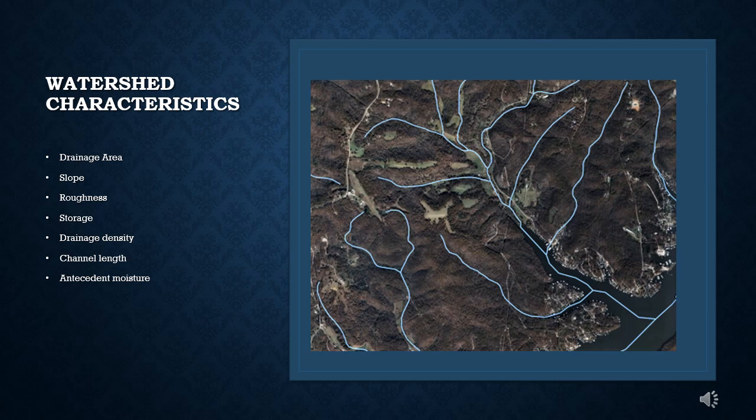We have drainage density. Drainage density is total channel length per unit area. If we have higher drainage density, then it will cause the water to move faster than low drainage density, and we often see that in urban areas. We have channel length, which is the distance of the flow path, and we've got antecedent moisture.